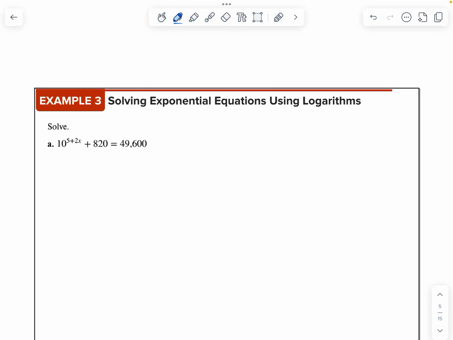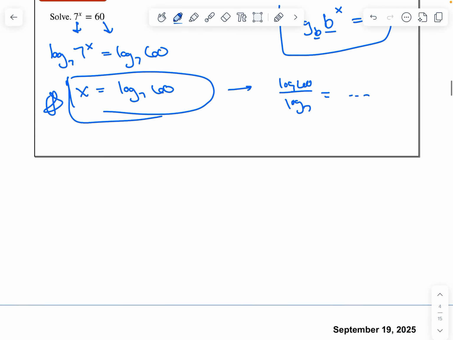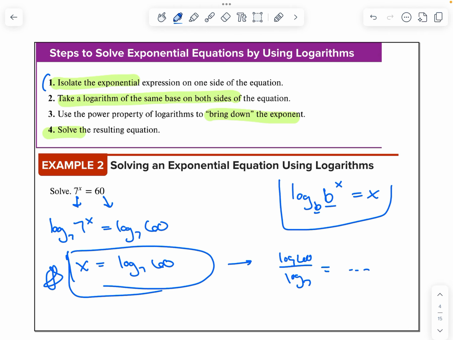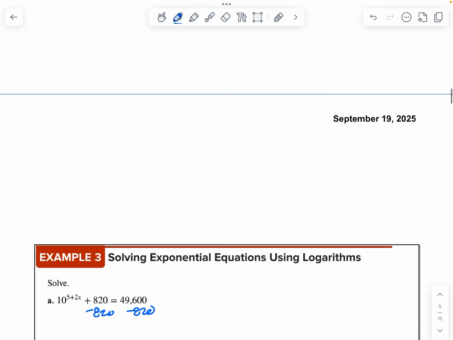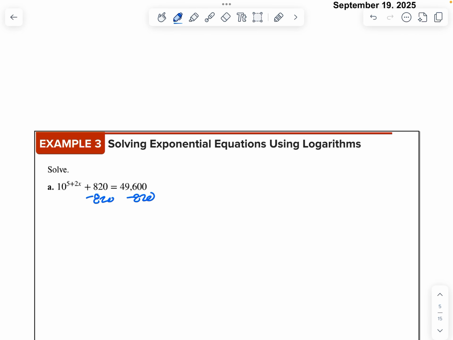Here's another example. What we could do first is maybe subtract the 820. If you read the steps up here, it says first isolate the exponential expression. So here, subtracting the 820 is going to help me to isolate that expression. 49,600 minus 820 gives me 48,780 on the right, 10 to the 5 plus 2x.